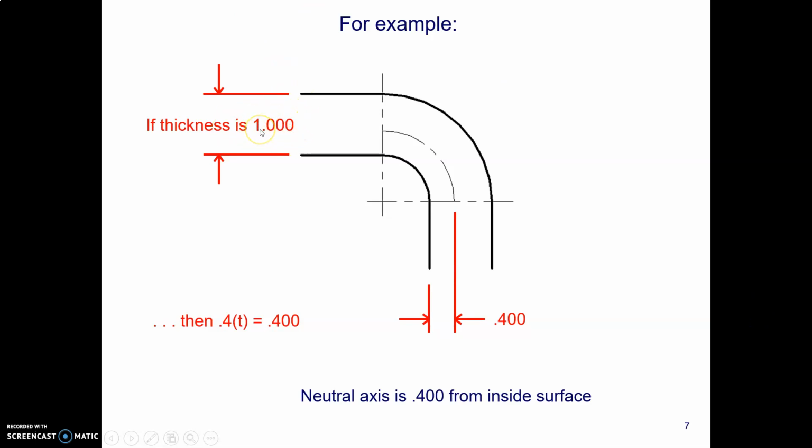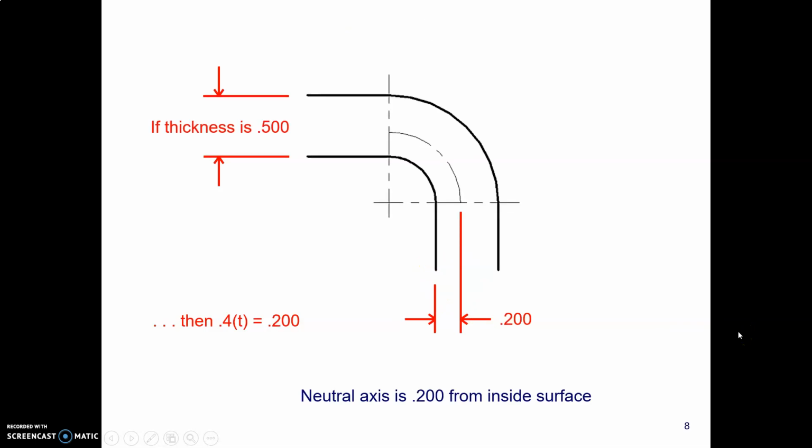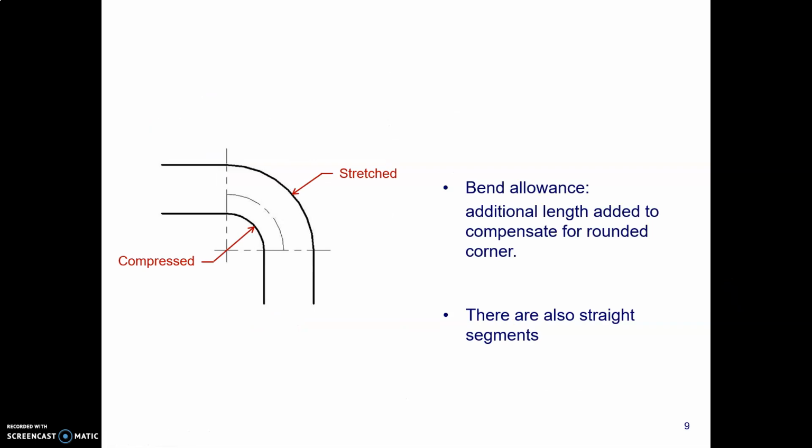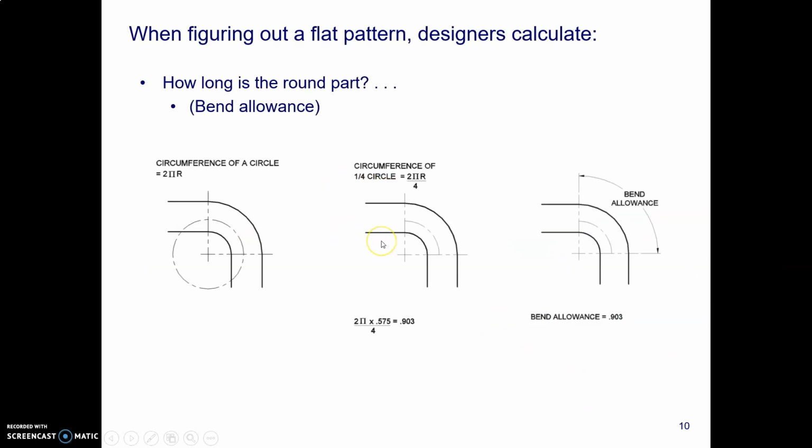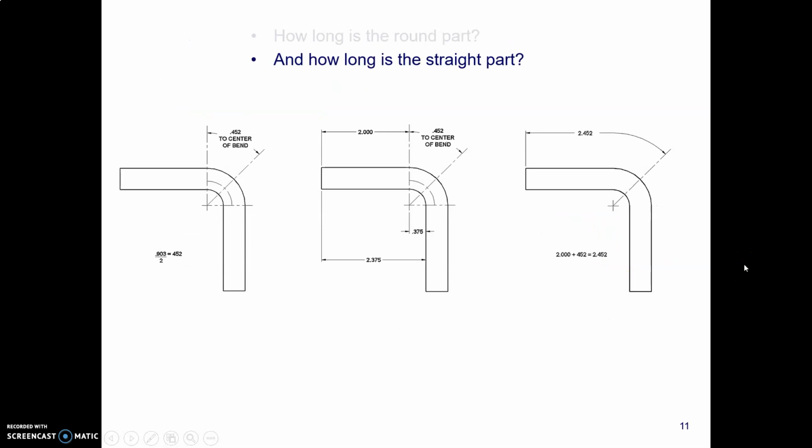So if we are using 1-inch thick material, 0.4 times 1 inch thick gives us 400 thousandths. The neutral axis is located 400 thousandths in from the inside surface. If we're using 1/2-inch material, 0.4 times the 1/2-inch thickness gives us 200 thousandths. So the neutral axis for this 1/2-inch material is 200 thousandths in from the inside corner. There are also straight segments to add in there. So as a designer, you will figure out how long is that round part of the neutral axis, and then how long is the straight part, and you'll add those two together.